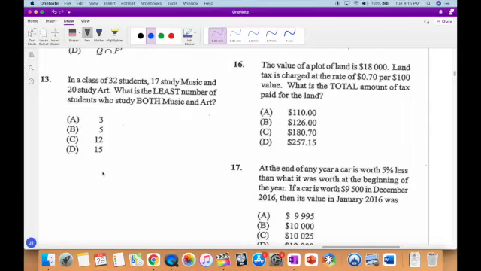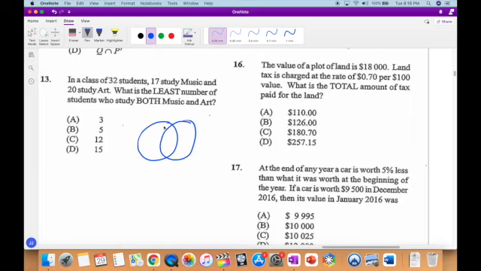In a class of 32 students, 17 study music and 20 study art. What is the least number of students who study both music and art? So I have a class of 32 students, and well, 17 plus 20 gives us 37, right? So we could definitely tell that we are over 32, right? So we have a class of 32 students in all, right?